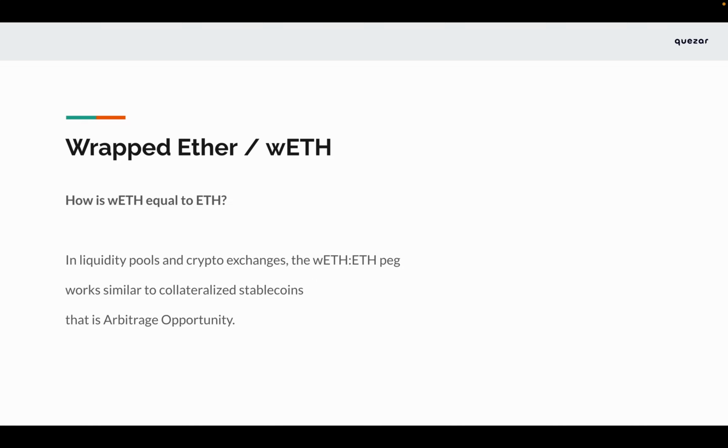In liquidity pools and crypto exchanges, the wrapped Ether to Ether peg works similar to collateralized stablecoins. If you know how stablecoins like DAI work, you know this as well. The underlying mechanism is arbitrage opportunity. It is something that you will face with DeFi applications again and again. There are many resources online that explain it very well. You can find a lot of resources on YouTube or Medium that explain how arbitrage works. And you should definitely check it out because it will help you with other DeFi applications as well.